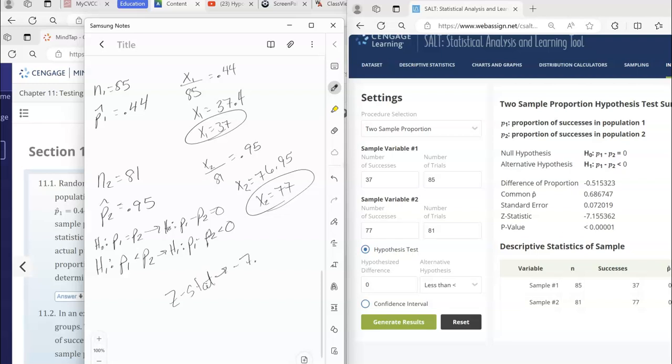And then our Z statistic is going to be negative 7.16. That is super small. So our p-value is approximately 0. So it's less than 0.00001. And in this case, p is definitely going to be less than alpha, which means we are going to reject H naught.